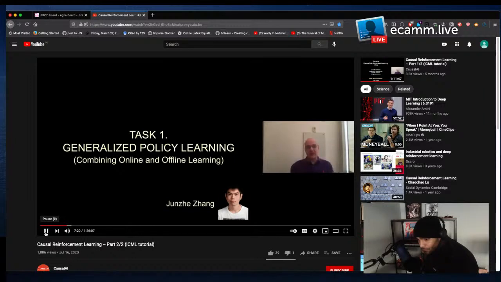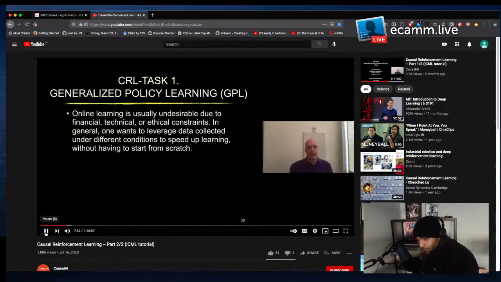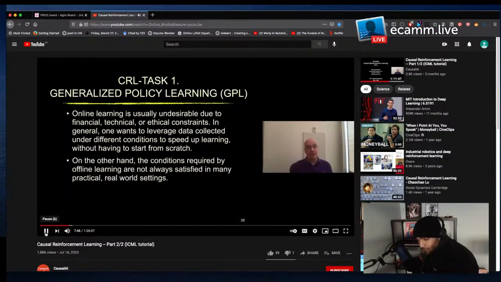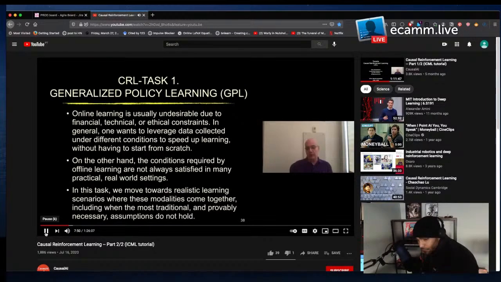I would like to talk about this generalized policy learning. This is work with my PhD student, Justin Zhang. Online learning is usually undesirable due to financial, technical, or ethical constraints, as we already discussed. In general, one wants to leverage data collected under different conditions to speed up learning without having to learn from scratch. On the other hand, the conditions required by offline learning are not always satisfied in many practical real-world settings. In this task, we move towards realistic learning scenarios where these modalities come together, online and offline, including when the most traditional and provably necessary assumptions do not hold. That's important. This is necessary and provably necessary.